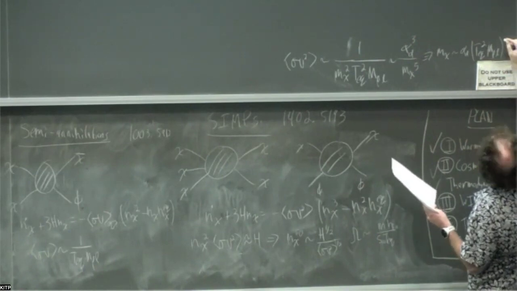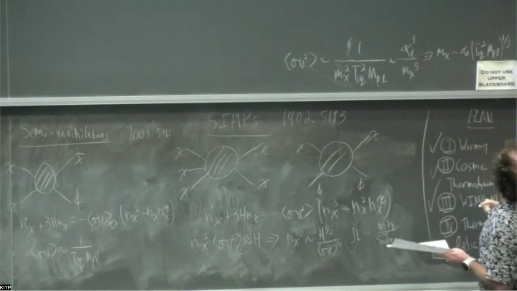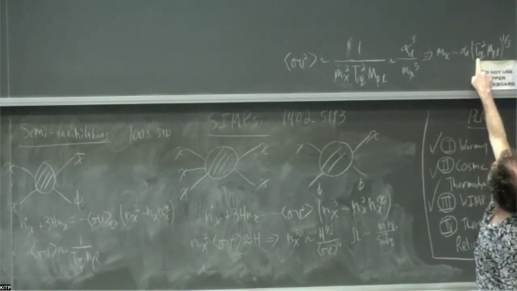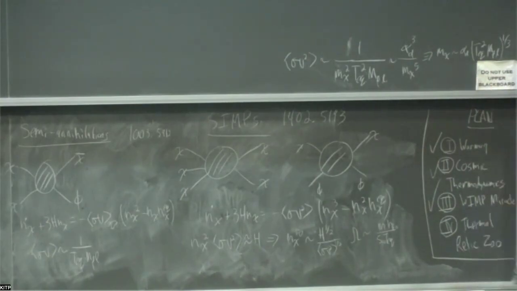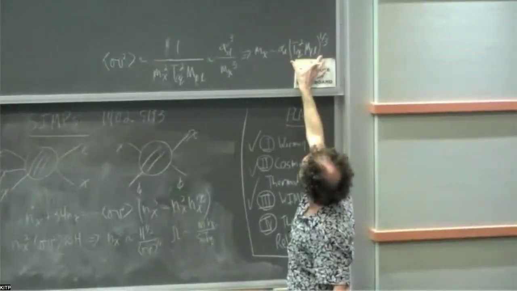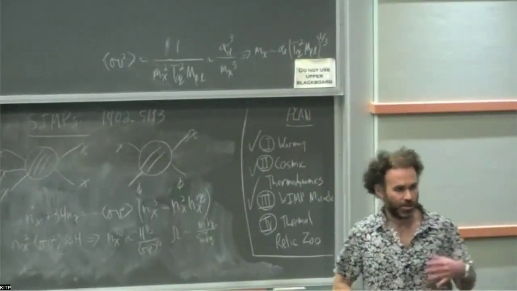You get the following sort of generalized geometric mean of T equality and M Planck. You can generalize this to n particles in the initial state, and then you just get higher and higher powers of T equality appearing in the mean there. But whereas the geometric mean of T equality and Planck is tens of TeV, this factor is around GeV. So that's why they call it strongly interacting.